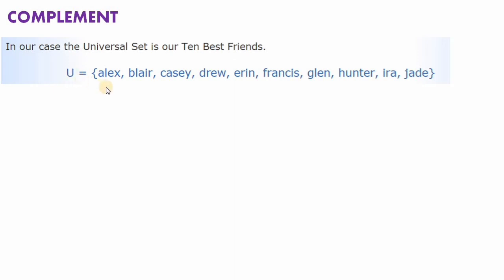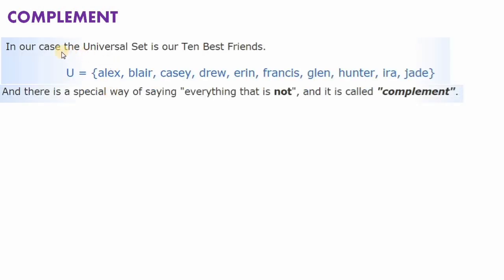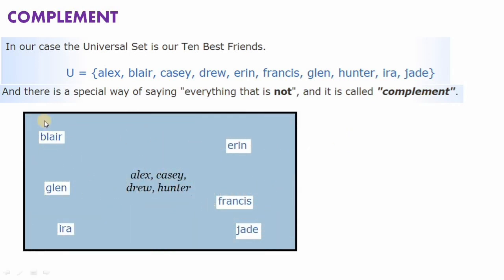All right, fine. Now as I said, whenever you are dealing with the complement, you always need to work with the universal set. And there's a special way of saying everything that is not, so that "not" means the complement. In simple words, complement is called "not" of anything. Now what's the meaning of this? We have the universal set drawn. How many people are there? Let's count: 1, 2, 3, 4, 5, 6, 7, 8, 9, 10. So there are altogether 10 people within this set.